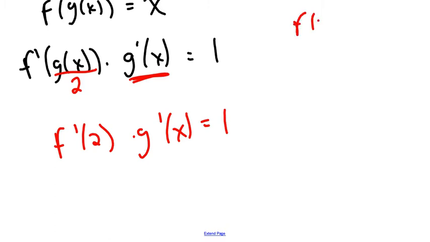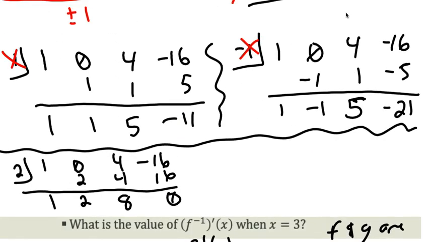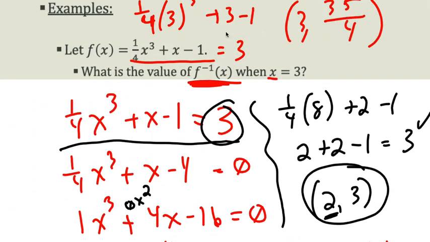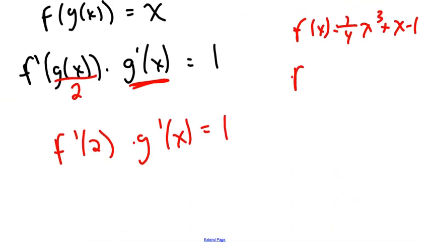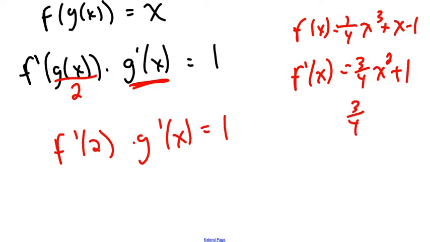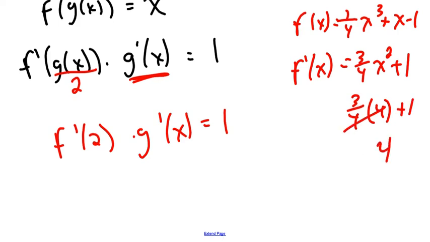So what was f of x? Well, that was my 1/4 x cubed plus x minus 1, if I remember right. Let's come back up and check. 1/4 x cubed plus x minus 1. Yep, that's what we got. So we need to take the derivative. So I get 3/4 x squared plus 1. So what happens when I plug 2 in here? Well, I get 3/4 times 2 squared, which is 4, plus 1. So they cancel. 3 plus 1 gives me 4.